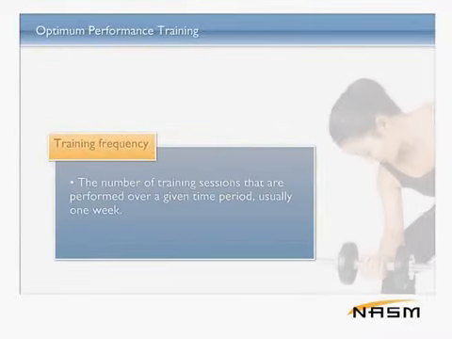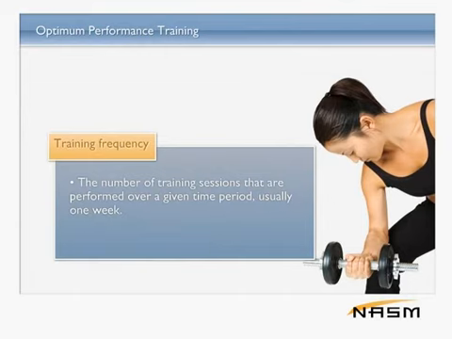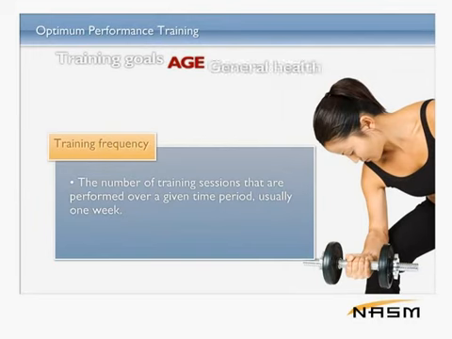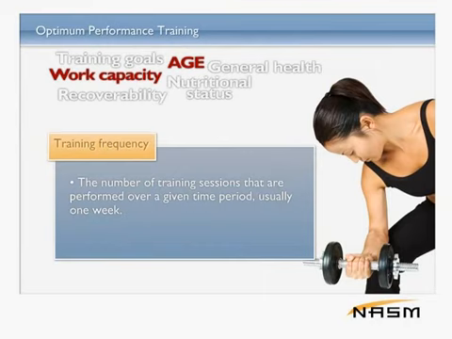Training frequency refers to the number of training sessions that are performed over a given time period, usually 1 week. The number of training sessions per week per body part is determined by many factors, including training goals, age, general health, work capacity, nutritional status, recoverability, lifestyle, and other stressors.